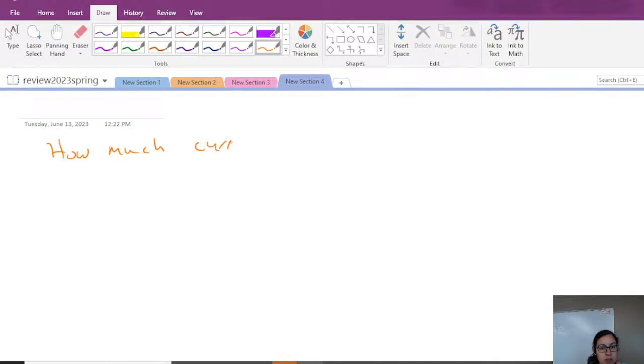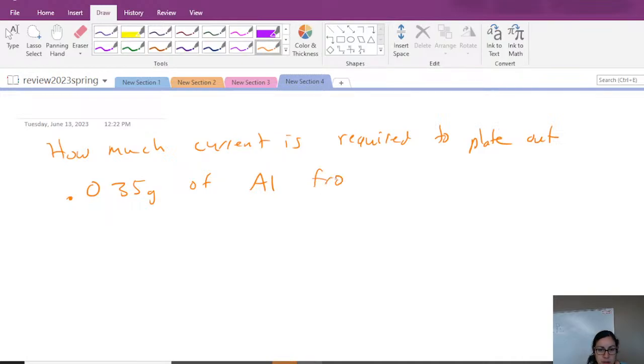So how much current is required to plate out 0.035 grams of, let's do aluminum, from an aluminum 3+ solution in 10 minutes.